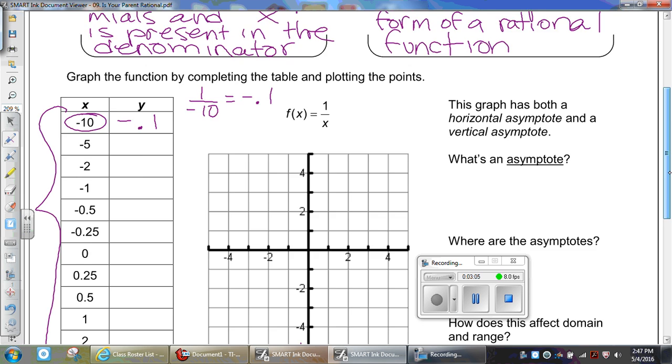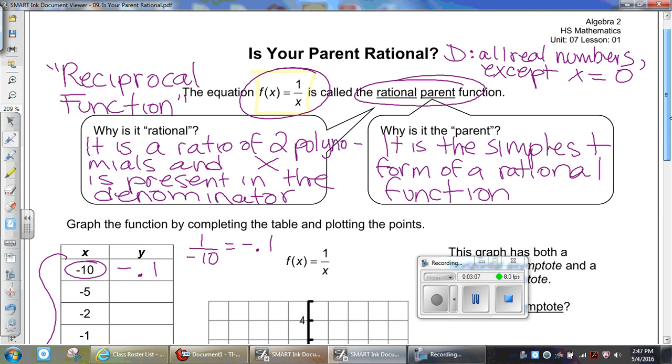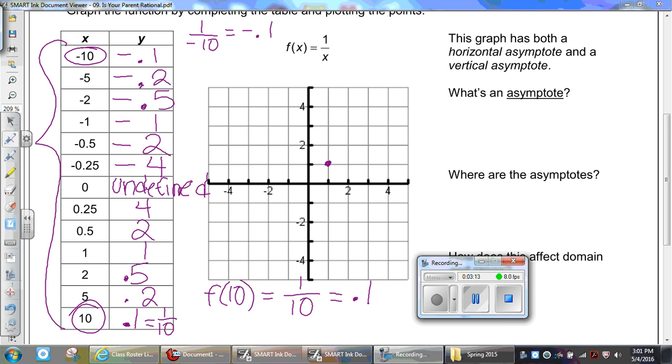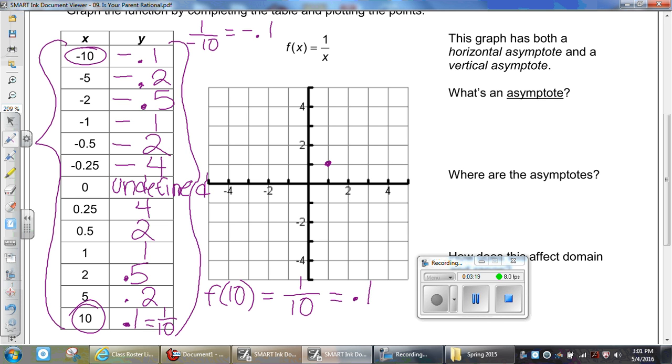So I'm going to go ahead and pause the video so that you can get your calculator and start working on that, okay? So we have our table of values here, and our students found all the y values that correspond to each x value. At 0, since we know we cannot divide by 0, we will say that it's undefined.